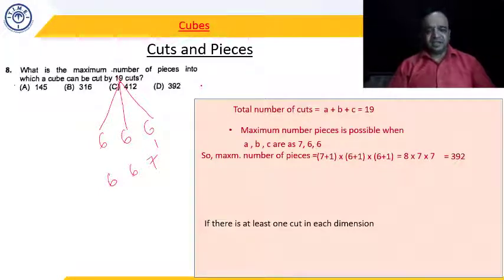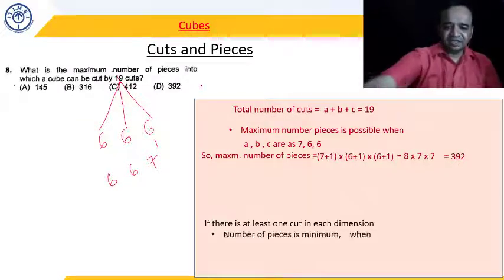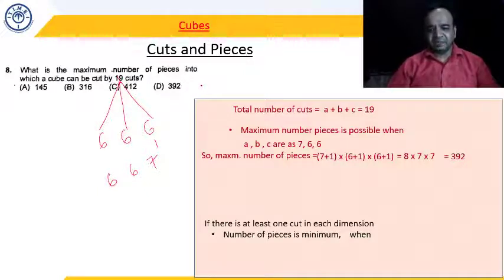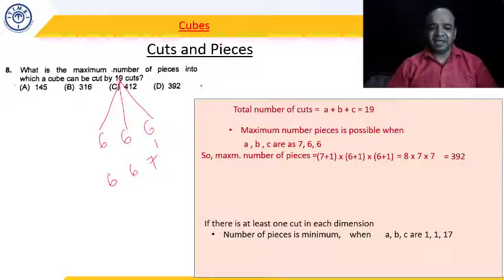Now, a lateral discussion can also be better for us here. That is, if there is a question of the minimum number of pieces when at least one cut is applied in each of the dimensions, just as we discussed in the previous example, previous slide. So what we will do here, just apply 1, 1 cut first. So 1, 1 cut, remaining 16. All 16 should go to exactly one dimension. The distribution will be like 1, 1 and 17. Okay. So if that is the condition, then the number of pieces is minimum when the distribution is 1, 1 and 17 for A, B and C.